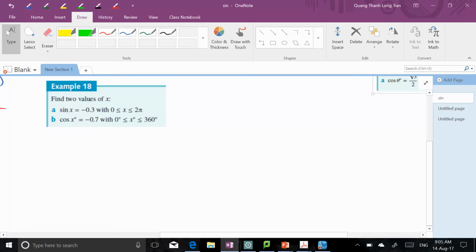Find 2 values of x. So in this case, they told us how many values there are. It says sine of x in radians, because that's 0 to 2 pi, so it's in radians. Sine of x means the y values of an angle x such that you get negative 0.3. Okay, so draw a unit circle.